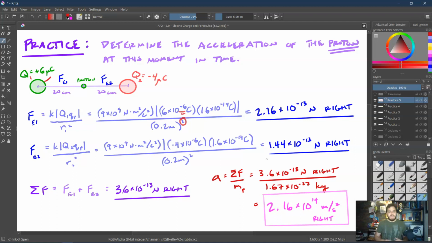We divide, and we get a humongous acceleration of 2.16 times 10 to the 14th meters per second squared to the right. Now, that seems like a humongous number, but keep in mind a proton is incredibly tiny. So even though this force was quite small, the mass was even smaller.